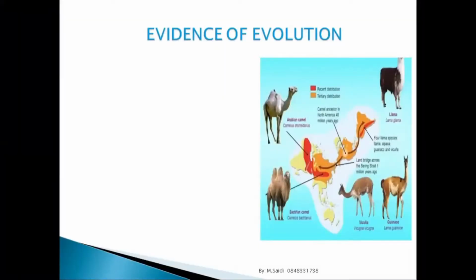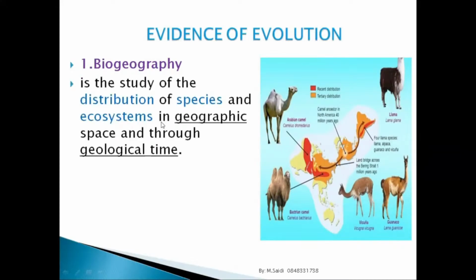The evidence of evolution. Number 1 is biogeography. As you hear the word, bio means life. Geography means distribution in different locations. So when you talk about it, it means that you have life which has been distributed in different locations. So look at these camels. They have the same ancestor, but they have gone to different areas. When they went to different areas, this one here, this one there, they modified. So this brings about organisms adapting differently.